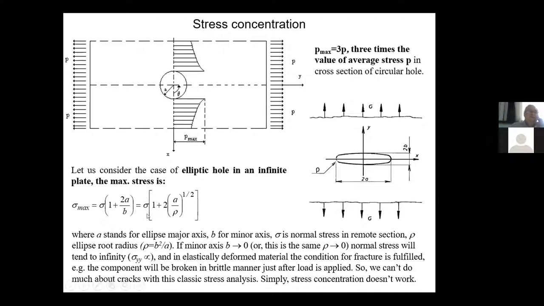One can see easily that in this case, stress concentration factor becomes infinite. It tends to infinity. Sigma max is as much as you like: 1,000, million, whatever. It just depends on how small we choose b or rho to be. A very important conclusion follows: we can't do much about cracks with this classical stress analysis. Simply, this stress concentration does not work, because if stress concentration is 1,000, for any sigma, we will get the failure. But of course, in reality, it's not so.